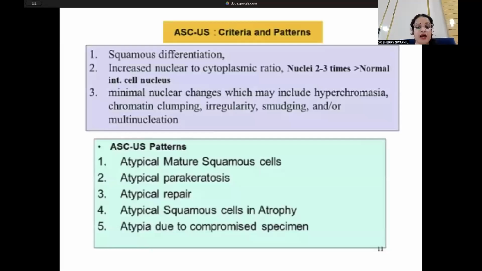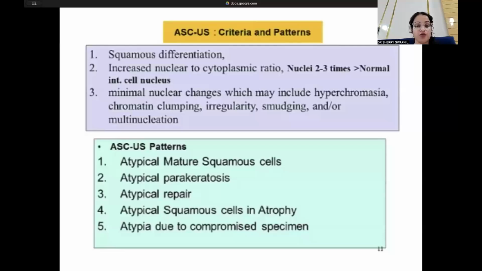So in ASCUS, the nucleus size is 2 to 3 times, as I have told you, as compared to the intermediate squamous epithelial cell nucleus. And nuclear changes, you can see it could be hyperchromasia. Definitely the nucleus is increased. Mild irregularity can be there, and multinucleation can be seen in case of ASCUS. So these are the patterns of ASCUS.